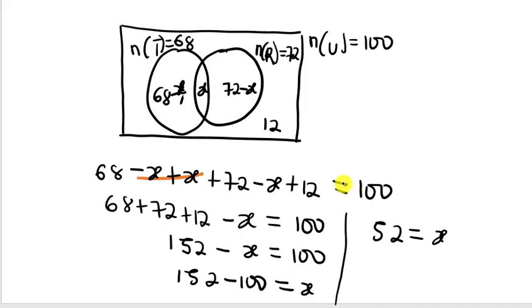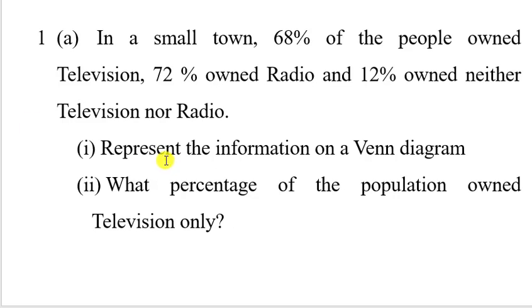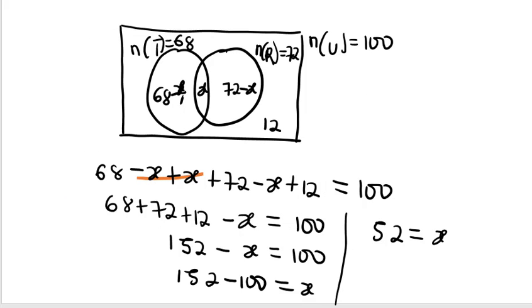But what is the question asking us to do? It says I, we have to represent the information on the Venn diagram, which we have done. But for II, what percentage of the population owned television only? From our diagram, television only is represented by this region, and we have 68 minus X representing that. Therefore, television only.